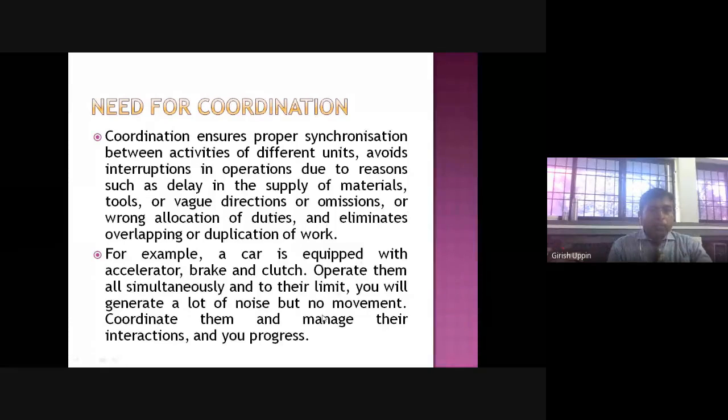Another example is a car, which is equipped with an accelerator, brake, and clutch. If they work in coordination, then only the car will move properly. If you press all of them, accelerator, brake, as well as clutch, nothing will result. The car will not move. But if they work in a coordinated way, the car will move and work properly.